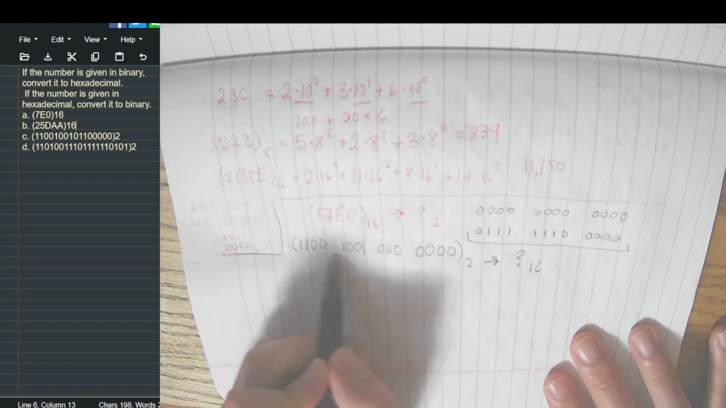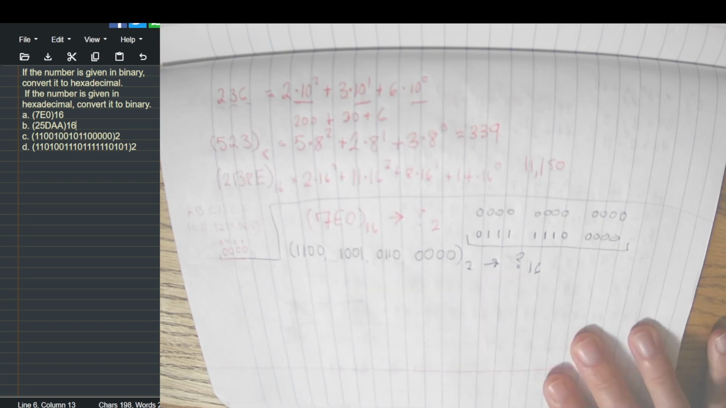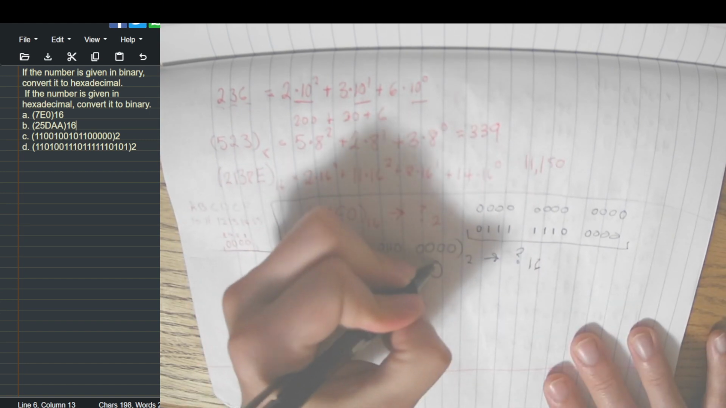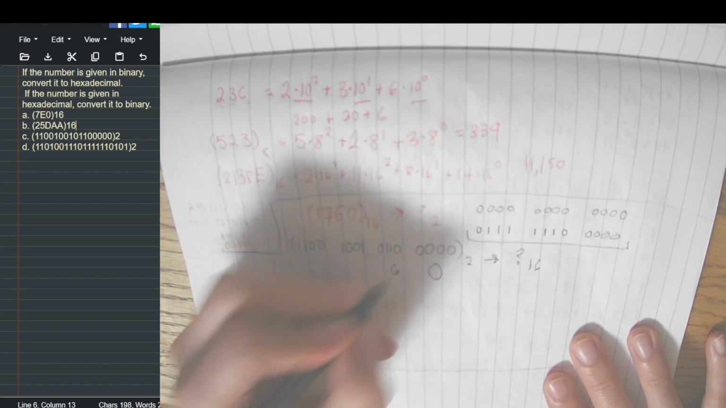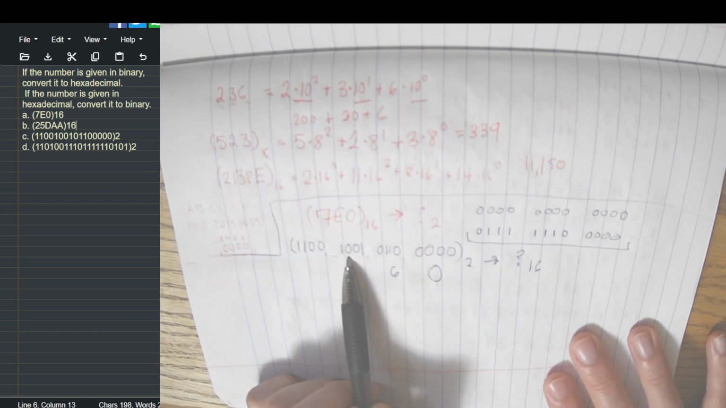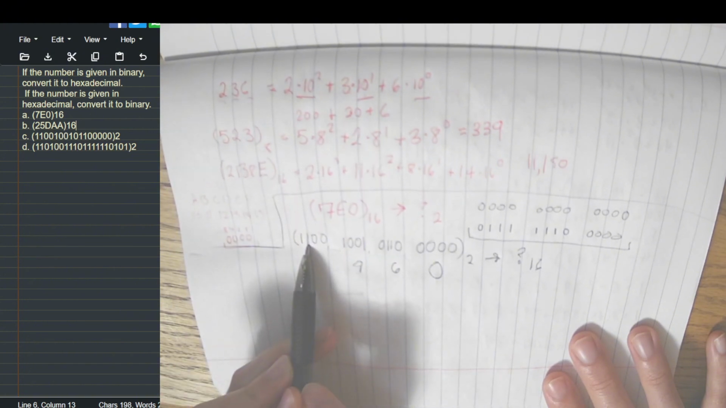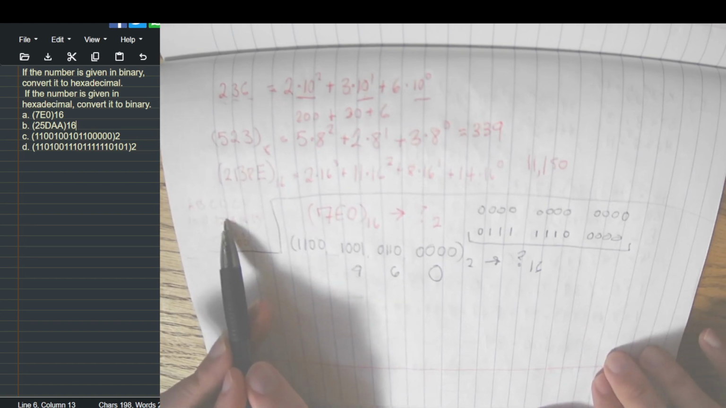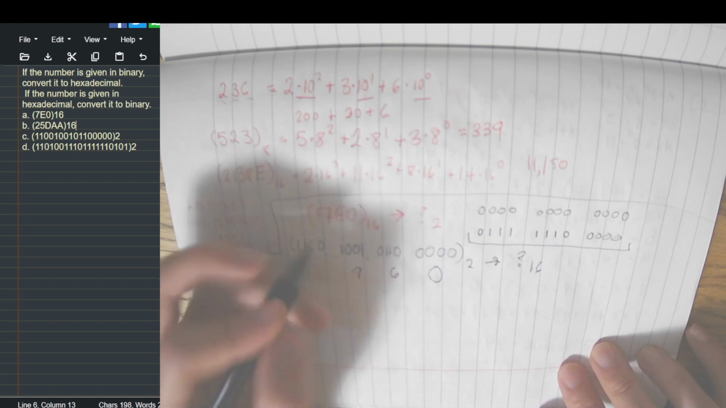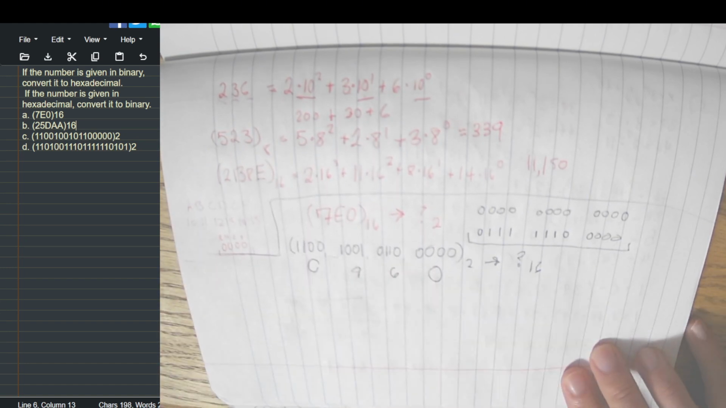Notice that I've already written this in 4 quartets, if you will. This last one's easy, it's just 0. This middle one is going to be 4 plus 2, which is 6. This one is going to be 8 plus 1, which is 9. And this one is 8 plus 4, which is 12. 12 was C. A is 10, B is 11, 12 is C. So this is C960 in hexadecimal format.